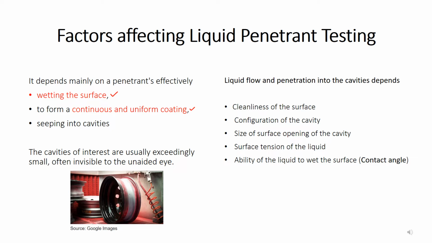So how effectively a liquid can flow into the cavities depends on the cleanliness of the surface, how clean your surface is, the configuration of the cavity, the size of the surface opening of the cavity (here cavity means your cracks), the surface tension of the liquid, and the ability of the liquid to wet the surface, which in turn depends upon the contact angle. So contact angle, surface tension, size of the cracks, and how clean your surface is actually decide the ability of the penetrant to go inside the cavities.